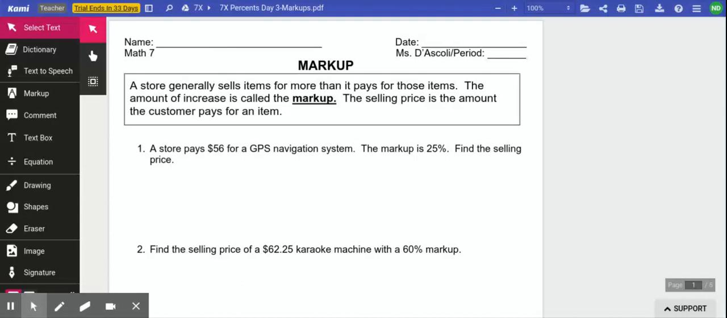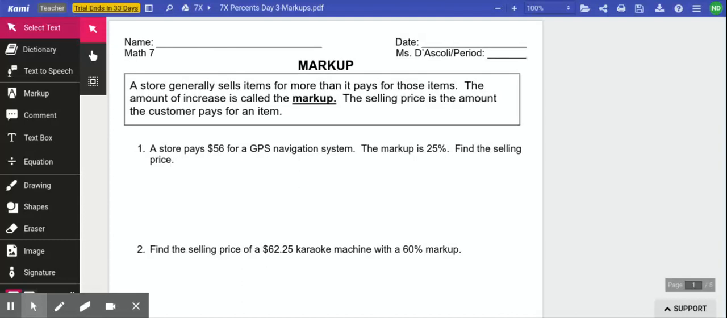Another type of markup that you might see outside of school and outside of a classroom is a tip or gratuity. If you've ever gone out to dinner with family or friends, you get the bill, and then on top of the bill, you need to tip your server. That again increases the price of an item. So that's what we're going to be looking at today, markup questions that involve sales tax and tip. So let's dive into this.